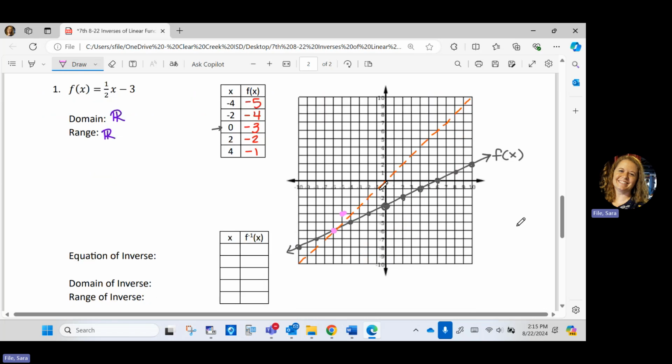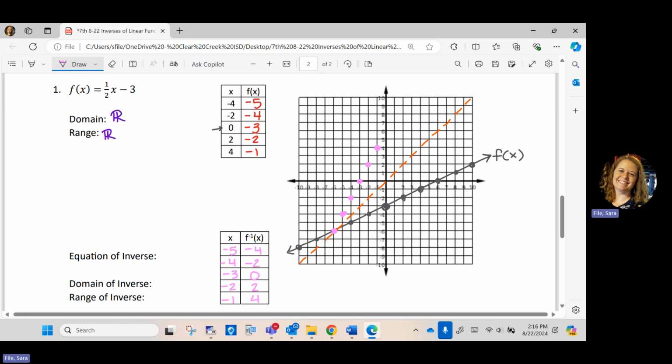Now, for most of us, though, it's nice to just rewrite the table. See, what was in the y column or f of x column is now in my x column for the inverse. And what was in the x column is now in the y column. Okay, and I can plot all these points. I already got the -5, -4. So I need -4, -2, -3, 0, -2, 2, and -1, 4.